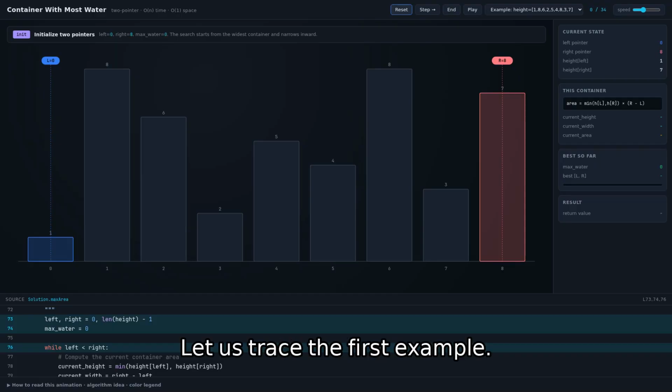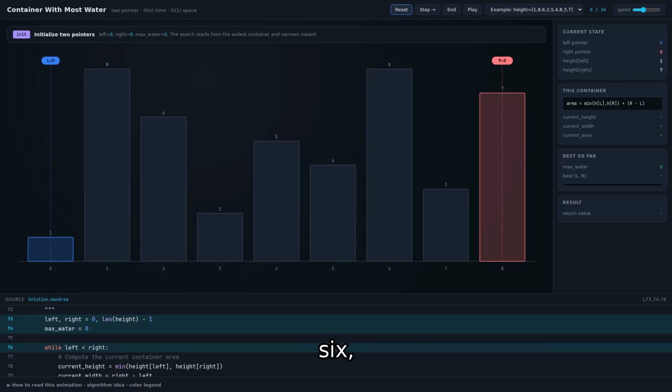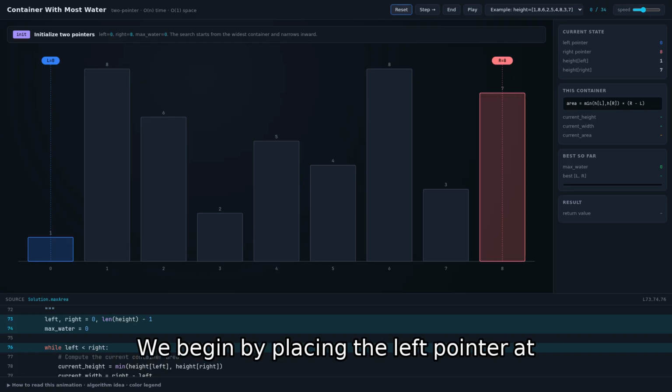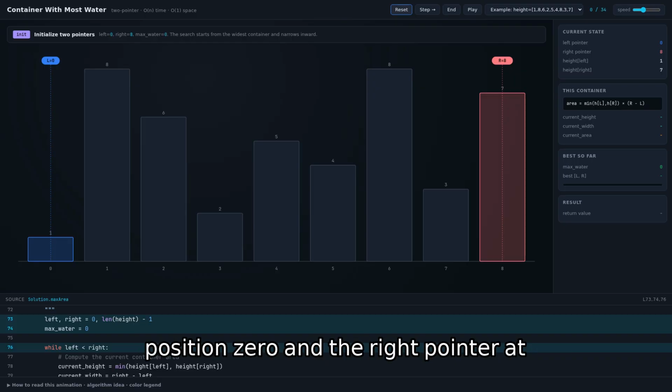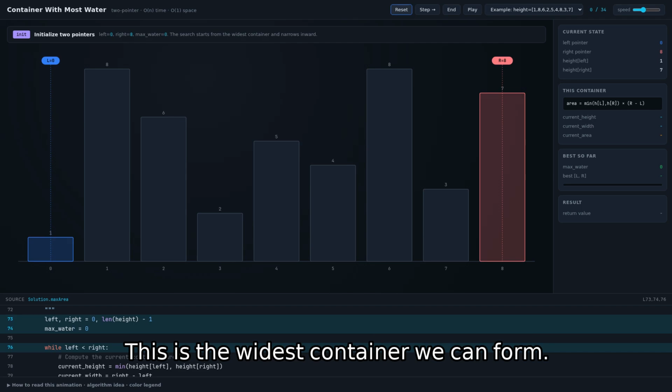Walkthrough. Let us trace the first example. We are given 9 lines with heights 1, 8, 6, 2, 5, 4, 8, 3, and 7, and we want to find the maximum water area. We begin by placing the left pointer at position 0 and the right pointer at position 8, the last position. The best area starts at 0. This is the widest container we can form.